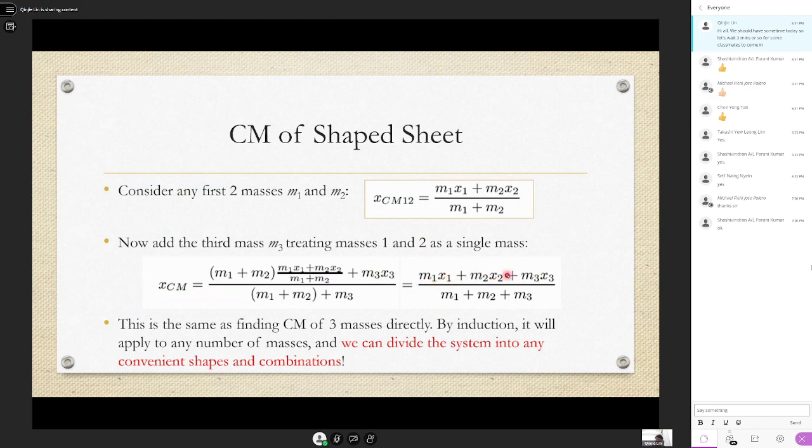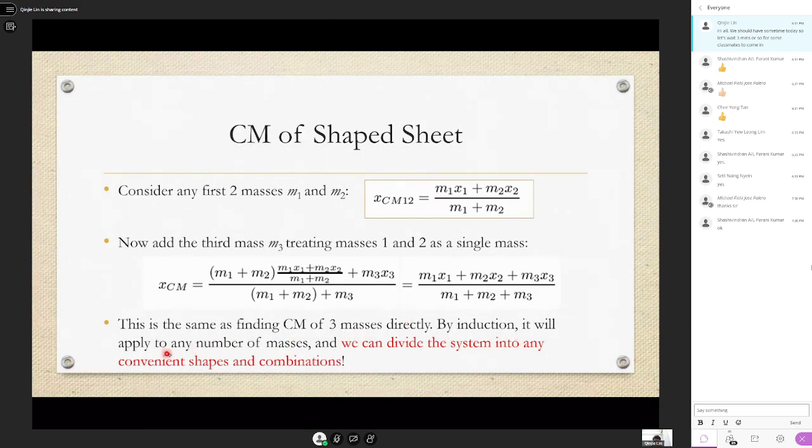M1x1 plus M2x2 plus M3x3 divided by their total mass will give you the XCM. So it's exactly the same, no matter how you separate them. If you combine 1 and 2, then find 3, or you combine 2 and 3, then find 1, it will all give you the same CM in the final answer. This is the same as finding the CM of 3 masses directly.